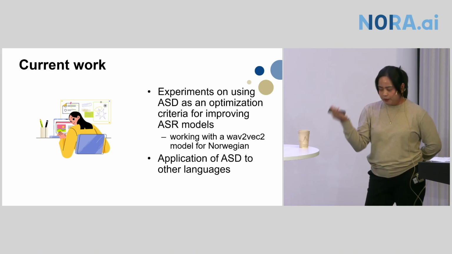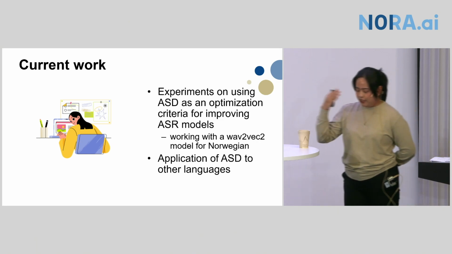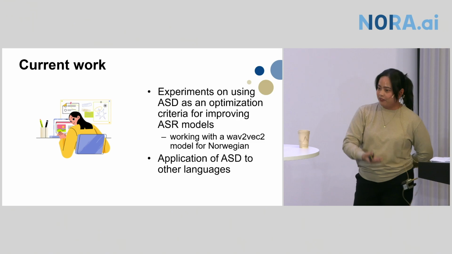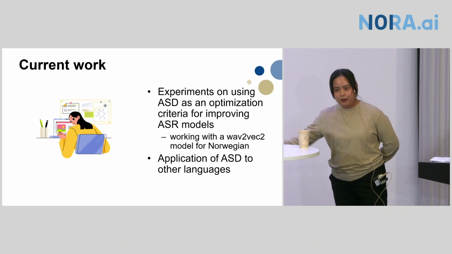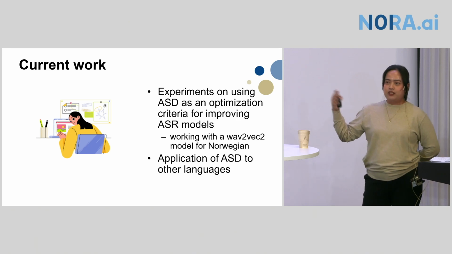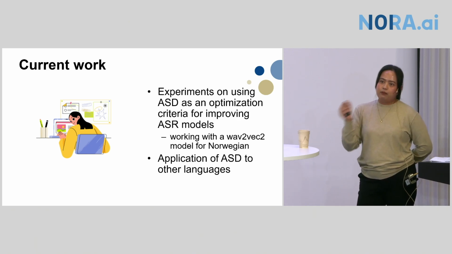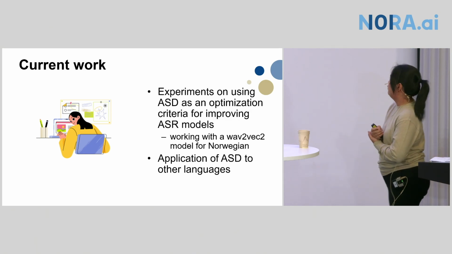As has been mentioned before, reference transcriptions are really based on what the speaker wants. It's based on, like, Nynorsk or Bokmål. But if we can use something that's more meaningful than word error rate, then we can optimize for the meaning as opposed to just the spelling or just the word itself.